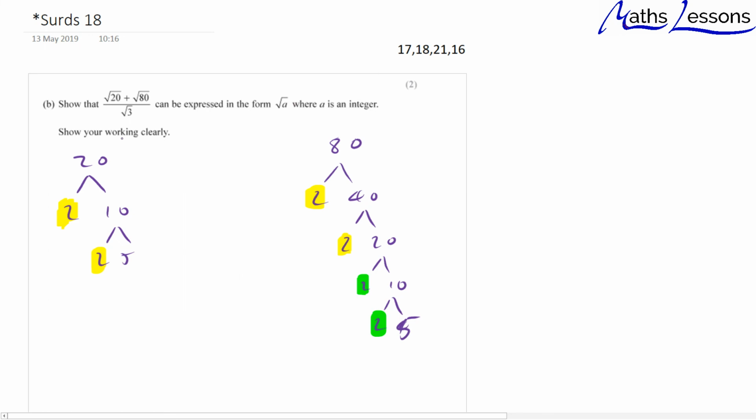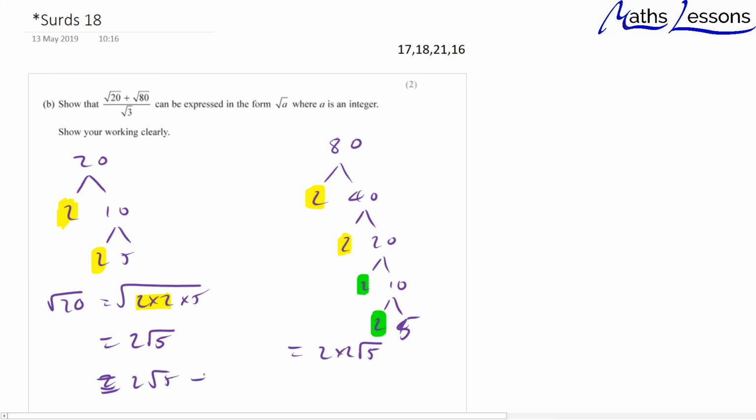So what we have on the top is root 20, which is the same as 2 times 2 times 5. And you can see we've got this square number here, which just comes out to leave us, if you square root 4, you get 2. So we can just write that as 2 root 5. Similarly here, you've got the square root of 4 and the square root of another 4, so it's just going to equal 2 times 2 times the square root of 5.